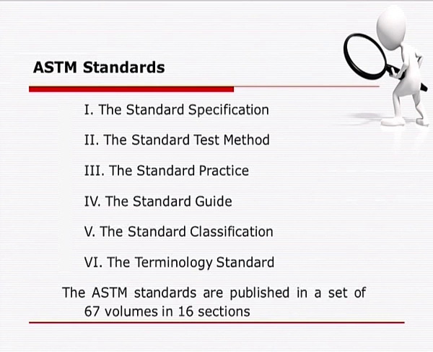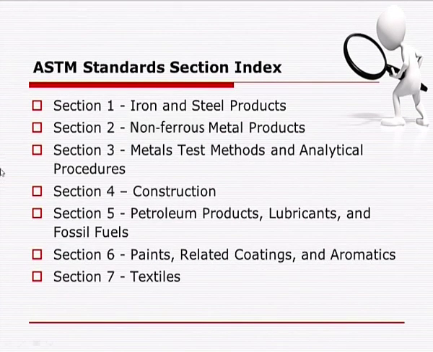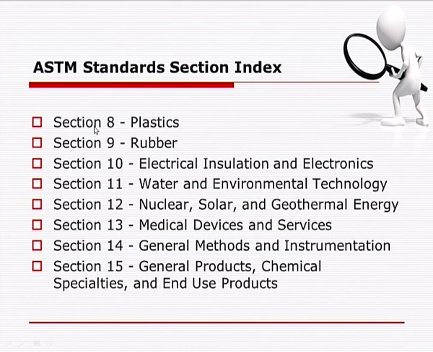The ASTM standards are published in a set of 67 volumes and in 16 sections. As you can see here, section 1 is for iron and steel products, because ASTM is covering a vast area. Section 2 is for non-ferrous metal products, 3 is for metal test methods, 4 is for construction, 5 is for petroleum products, for paint section 6, 7 is for textiles, for plastics this is section 8, and section 9 is for rubbers. So, as you can see here, specific areas are in different sections.